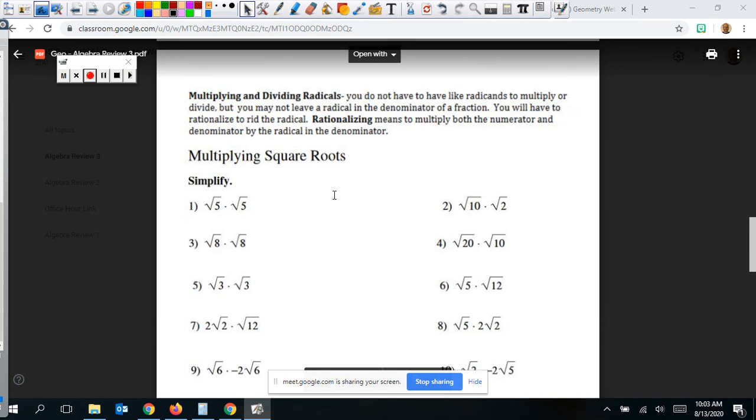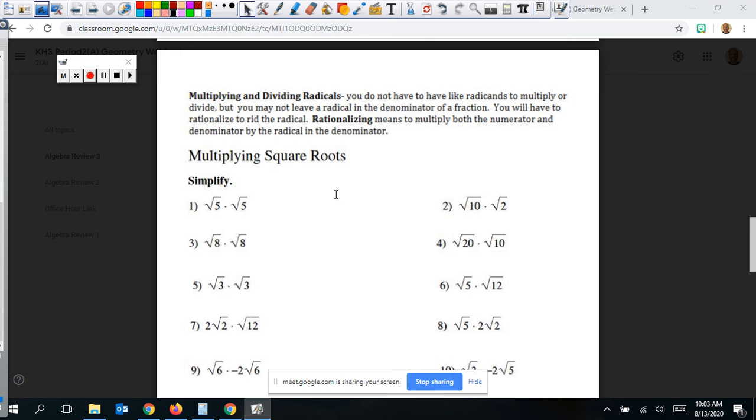Coming down here, multiplying. So multiplying is a little bit different. It shows you what to do up on top there. It says you do not have to have like radicands to multiply or divide. So even though we do have some that are the same here, these are likes, they don't have to be. Over here on 2, they're not. 10 and 2, we can still multiply. So multiplying, as long as it's under a radical sign, you can multiply what's underneath a radical sign together to simplify into one radical. Because we have 2 right now in all of these, you're going to put them together to be one radical just by multiplying.